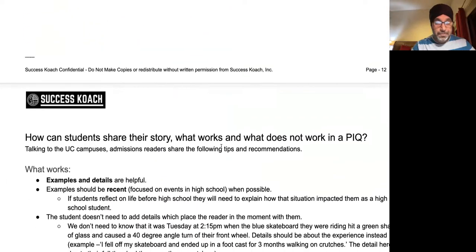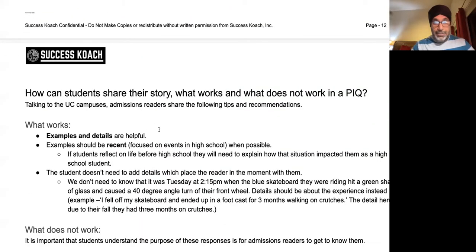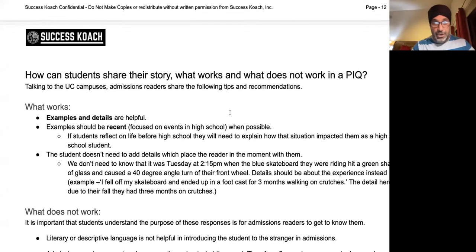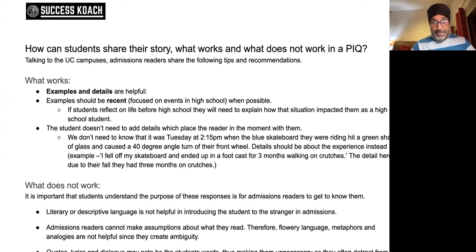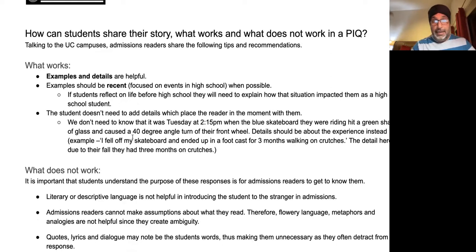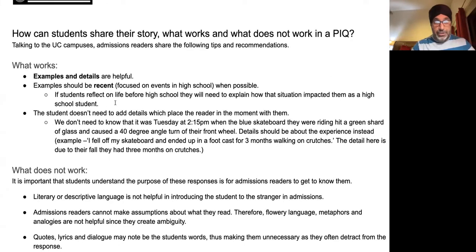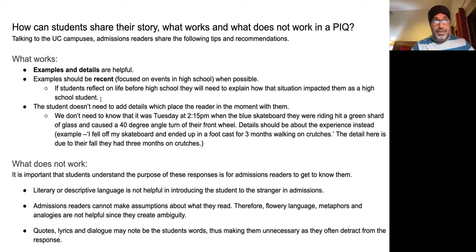When we get to the Common App prompts. Now, how can students share their stories? What worked? What did not work in a PIQ? These are some of the tips. Examples and details are super helpful. Examples need to be recent and very succinct. You can go into the details, but what's important is to keep it recent. If you're showing anything about middle school, then talk about how that inspired you for high school. Don't stop at just middle school.